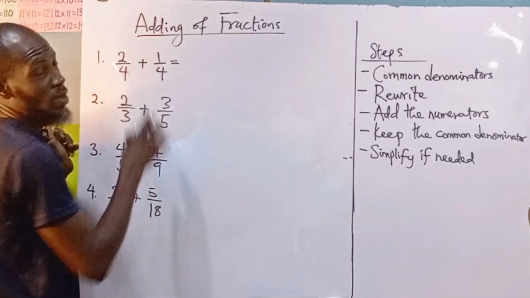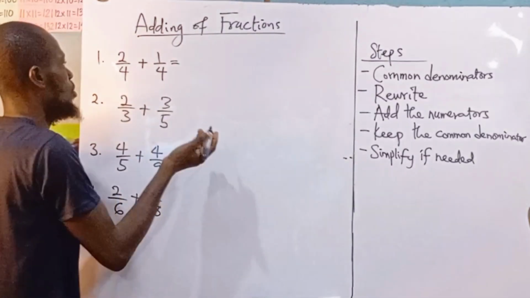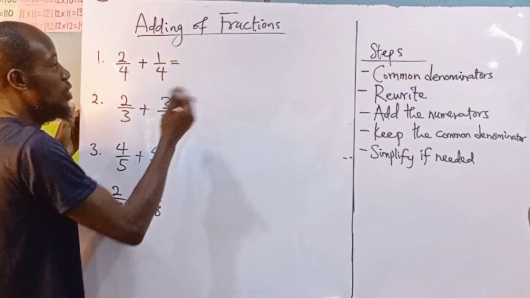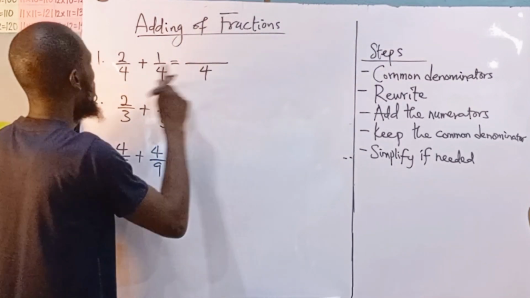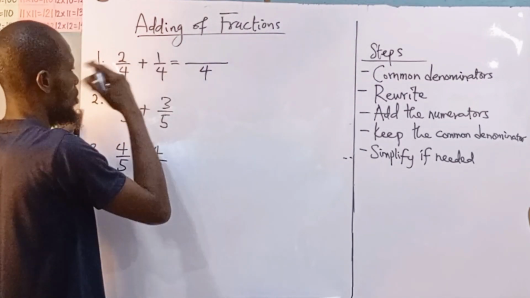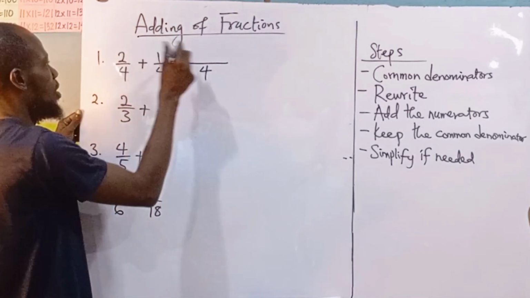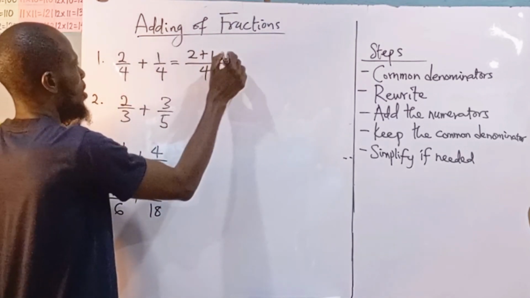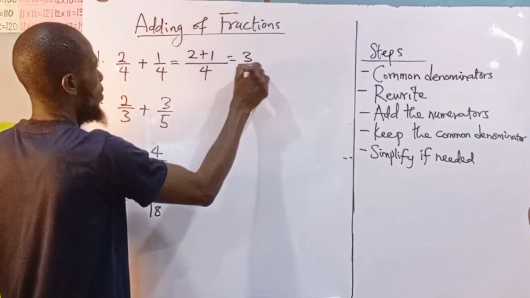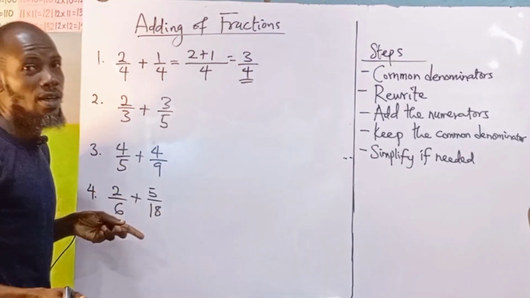So already we have the same denominator. In this case, we just keep the denominator and then add up the numerators. So we have 2 plus 1, that gives us 3 over 4. And that is the answer.